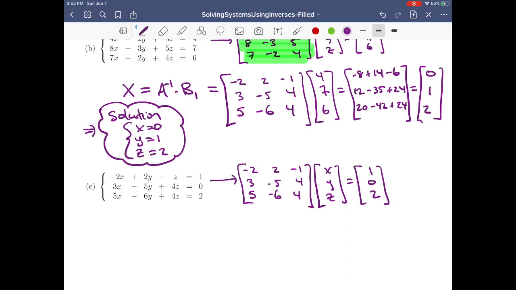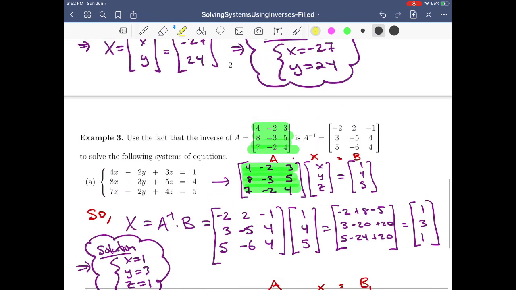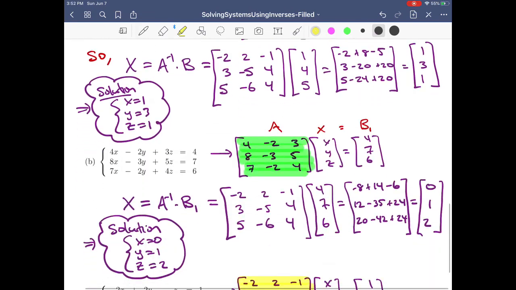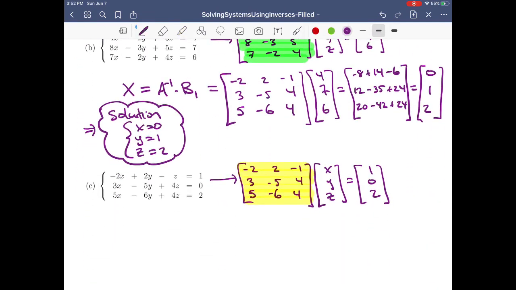So this one looks very different. However, I have seen this matrix before. Okay, it is the inverse matrix. Right? It looks just like that. So this is A inverse times X equals, let's call it B2, so some other system.